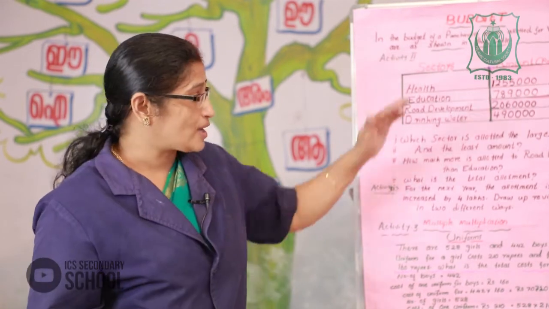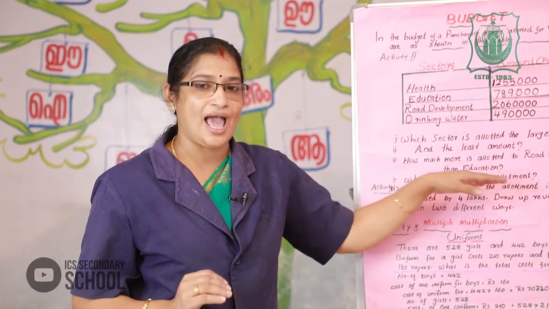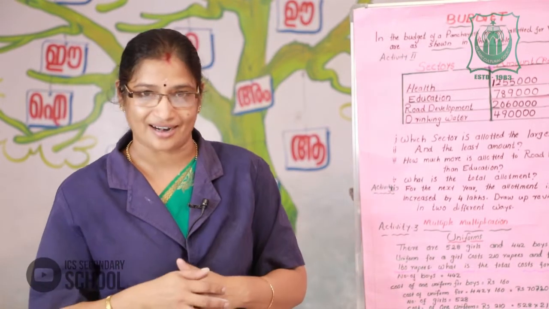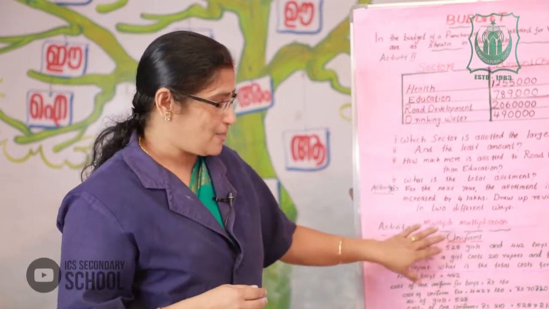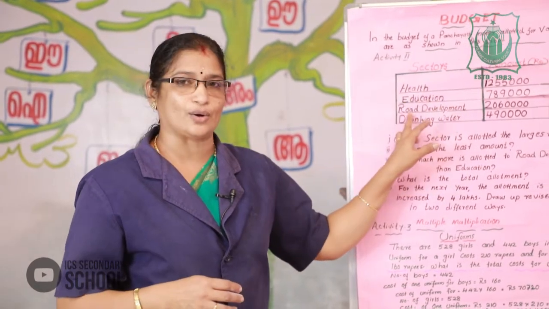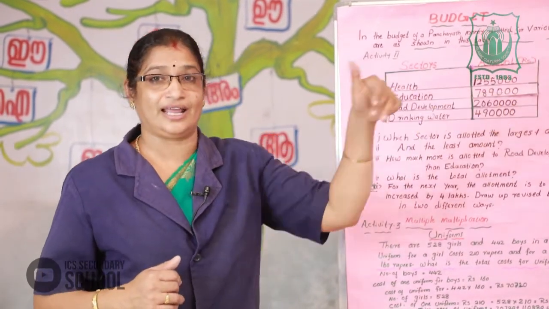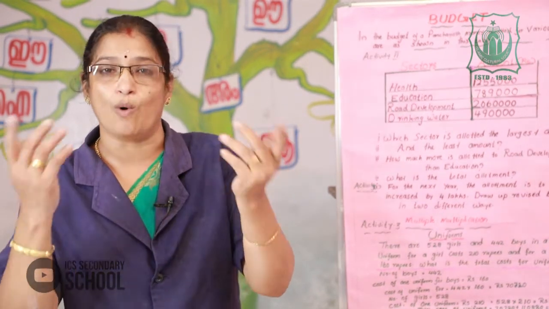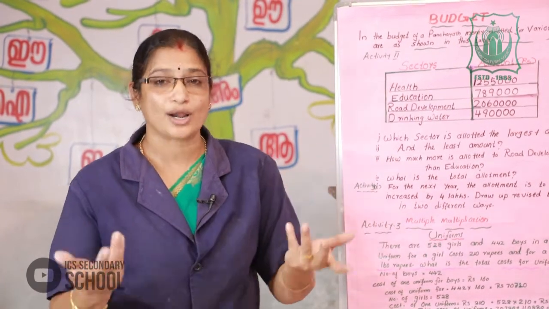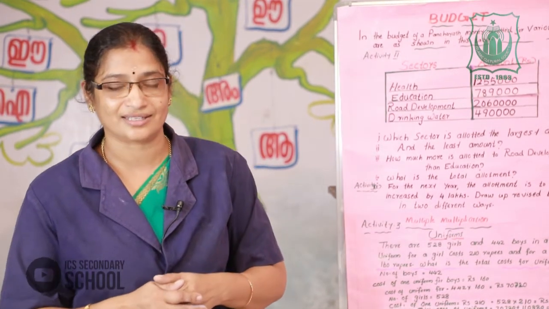Dear students, draw the table of the increased money. Draw the table and make more questions based on the table and present in the class. The departments are health, education, road development and drinking water, and the allotted monies are increased. Each department is increased by 1 lakh. Total is 4 lakh.